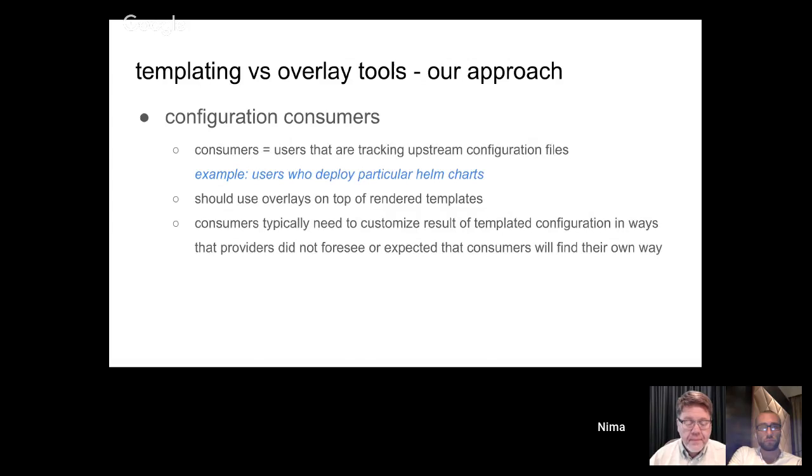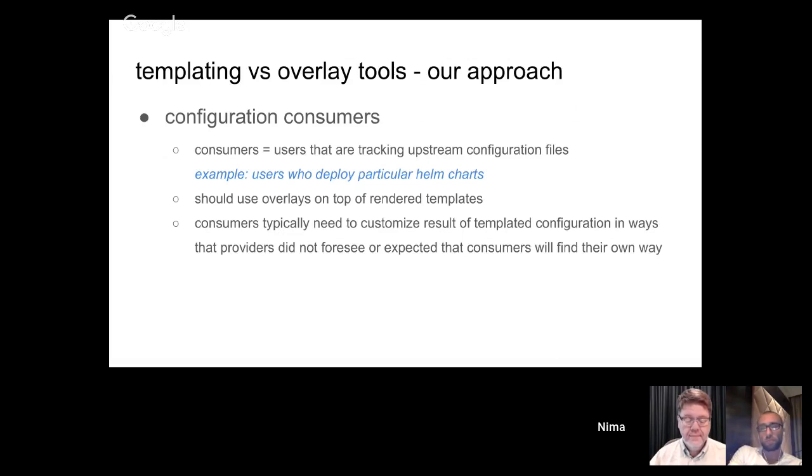The other category of people are consumers of these templating files and configurations. And you can think of them as users who deploy particular Helm charts in the Kubernetes world. So what they do is that they basically pull the configuration files from the upstream and then apply their tuning and deploy it to their Kubernetes cluster.